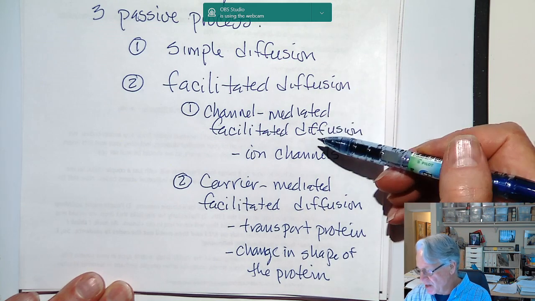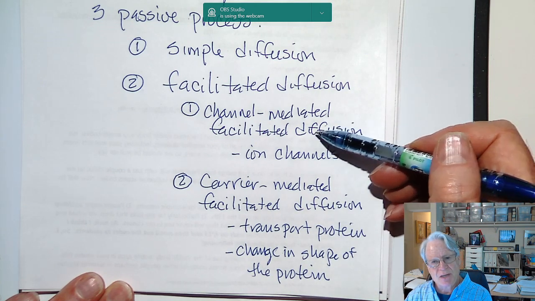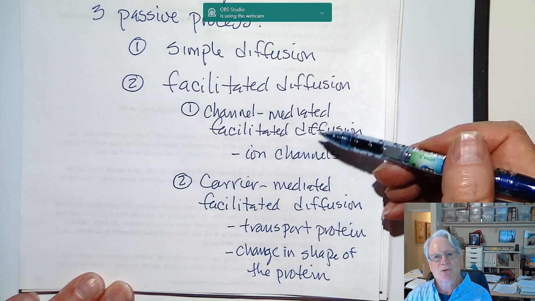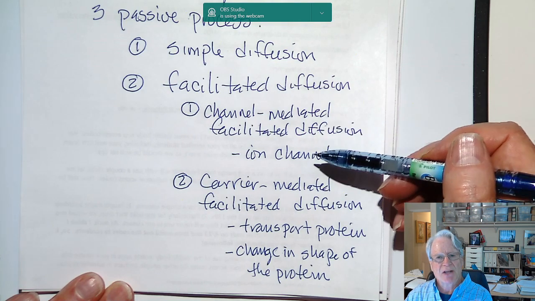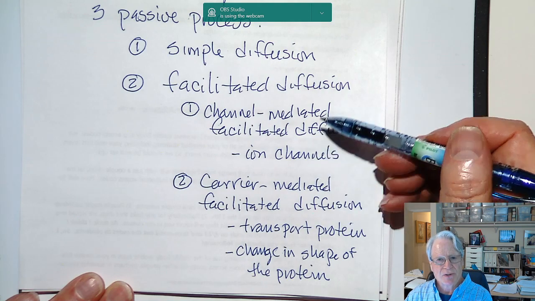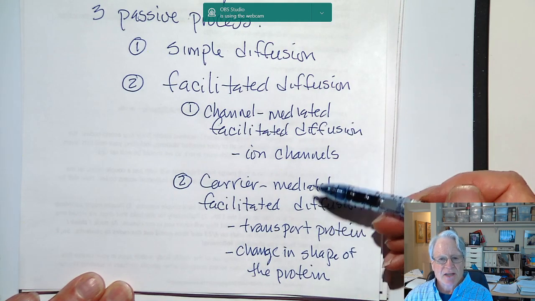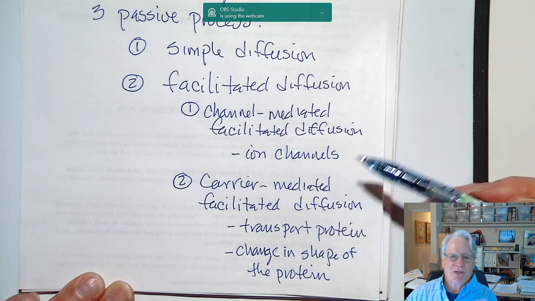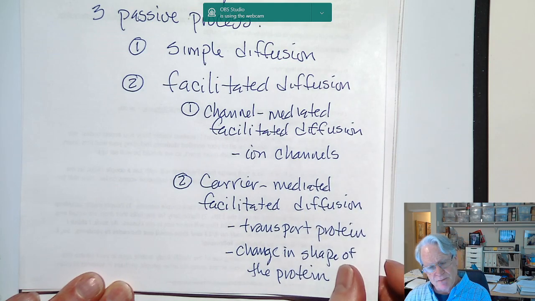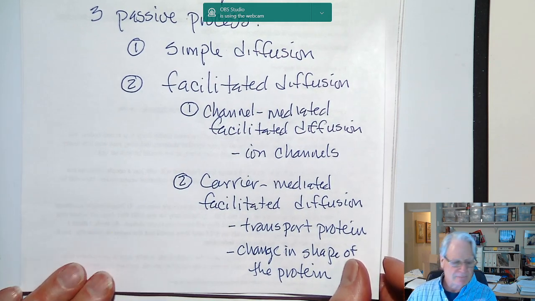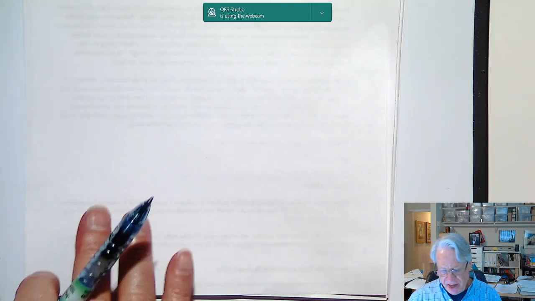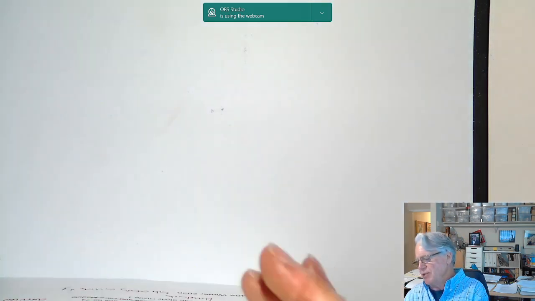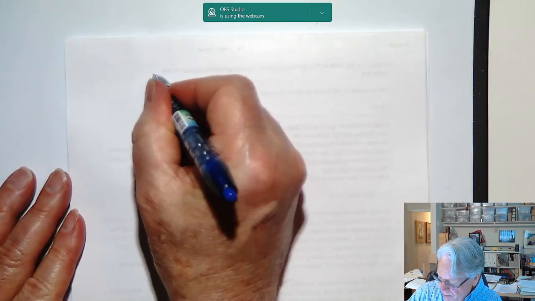In the case of the channel-mediated, there's no change in the shape. It's simply a doorway, a channel, if you will, through the membrane, through which certain very specific molecules can pass through, others are prevented. This is different because the protein changes shape as the molecule moves across the membrane. So that's two, and the third process is osmosis.